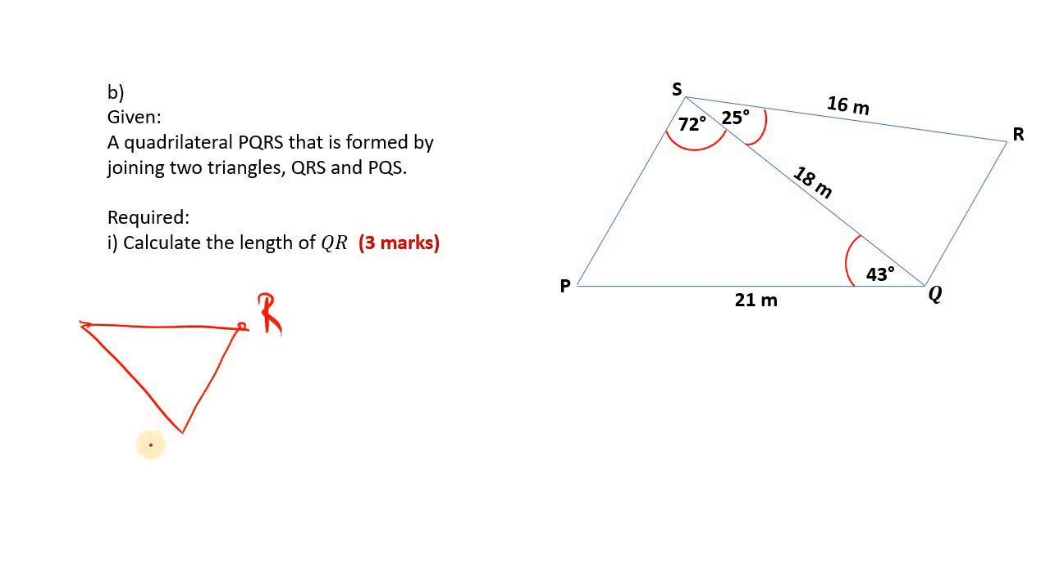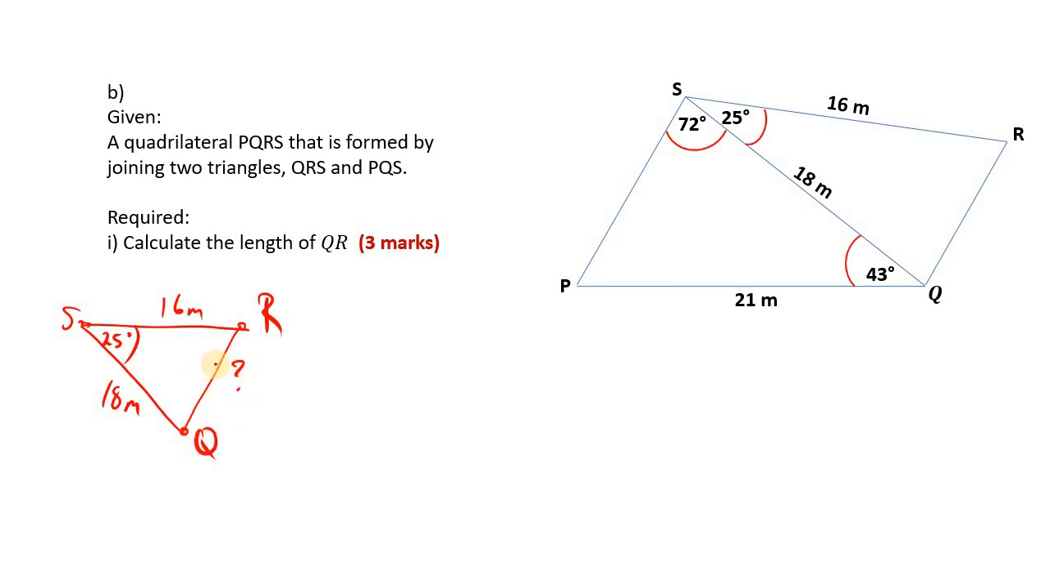This is R, this is Q, and this is S. This is going to be 16, this is 18, this is 25 degrees. As long as you have a situation like this, where you have two sides and an included angle, and you want to find the third side, you use the cosine rule.